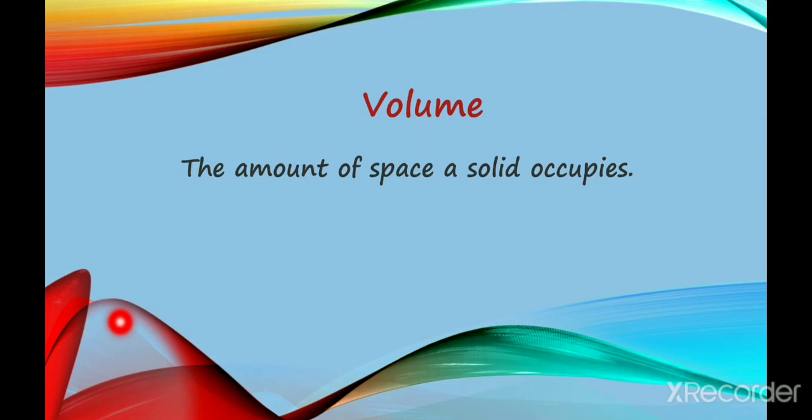Why? Because for volume there is one condition, that height must be there. It must be a 3D figure. So in the case of 2D it is called area, and in the case of 3D geometrical shapes it is called volume.